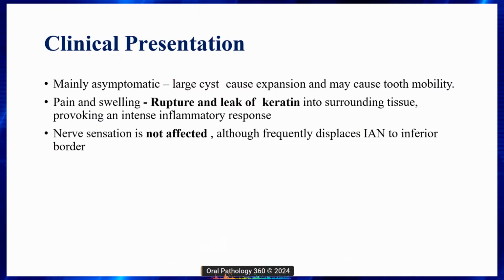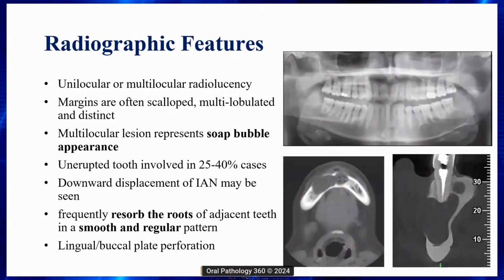Mainly it is asymptomatic, but when it enlarges, it causes expansion and may cause tooth mobility as well. Pain and swelling occur when it ruptures and leaks, the keratin leaking into the surrounding tissue, resulting in an intense inflammatory response. Nerve sensation is usually not affected, although frequently it displaces the inferior alveolar neurovascular bundle along with the canal to the inferior border.